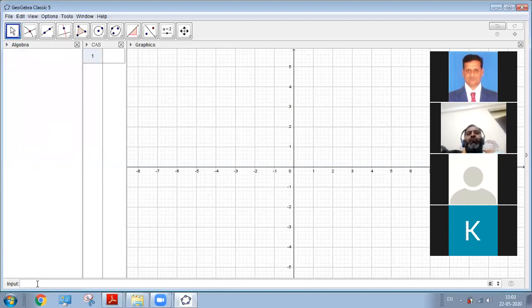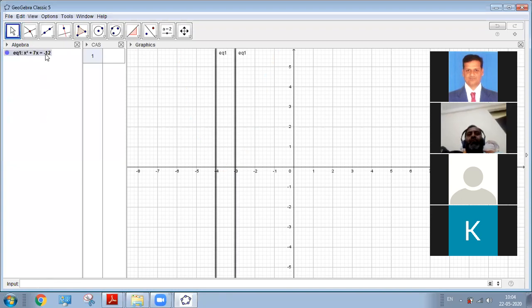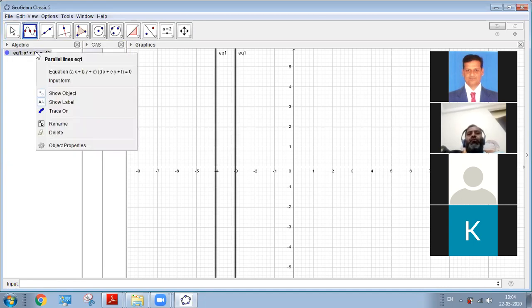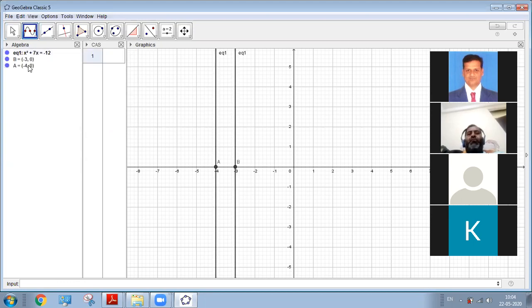For example, I am taking x square plus 7x plus 12 equals 0. So this is the equation. I am going to find what is the root of this equation. So one root is -3, another root is -4. So directly you can solve a quadratic equation, or even you can solve a cubic equation also.